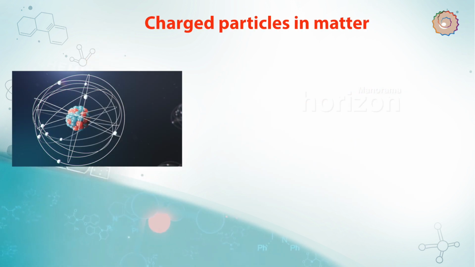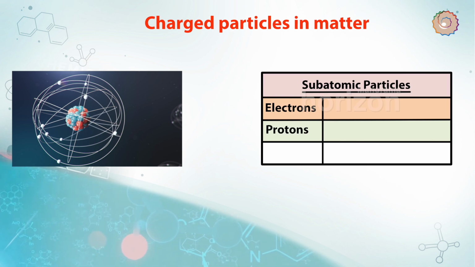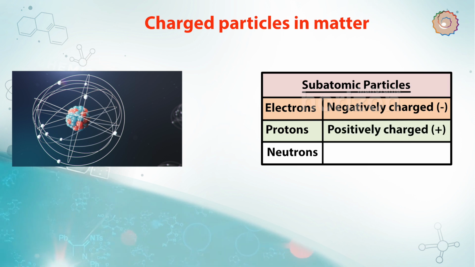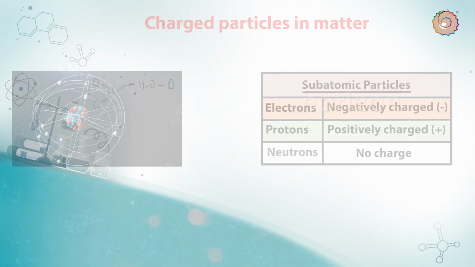Atoms have three types of subatomic particles. They are the electrons, protons and the neutrons. Electrons are negatively charged, protons are positively charged and neutrons have no charge. The mass of an electron is 1/2000 the mass of a hydrogen atom. The mass of a proton and that of a neutron is equal to the mass of a hydrogen atom and is taken as 1 unit.